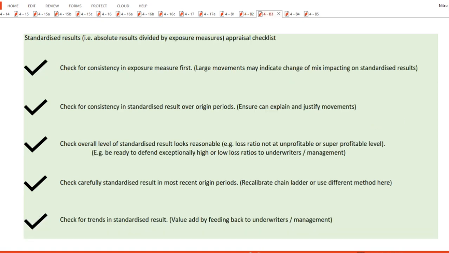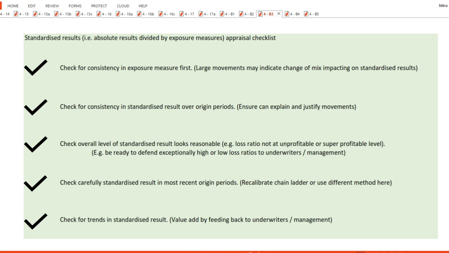If we've got good data and done our preparatory work well, then we should have a range of exposure measures we can now use to standardise the absolute ultimates and make comparison across origin periods more informative. We've got another 5 checks we can apply to these standardised results. Firstly, we need to check that our exposure measure is consistent over origin periods. Remember that some exposure measures, such as ultimate claim numbers, may themselves be uncertain, and we can also get distortions from business growth or changes in mix. We may decide that some exposure measures are not reliable enough to use for this segment.